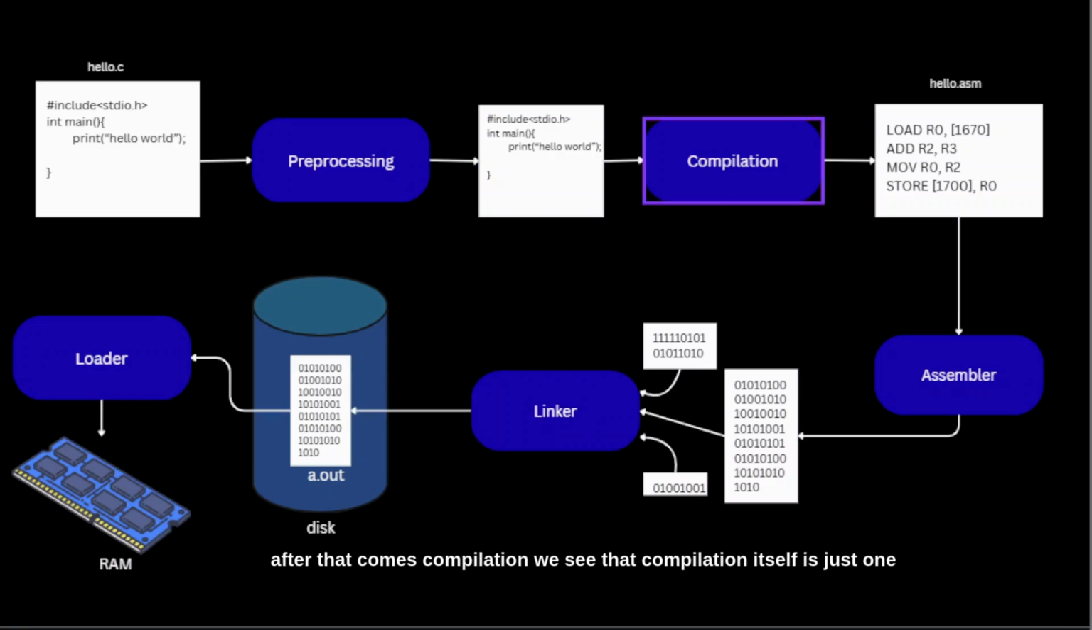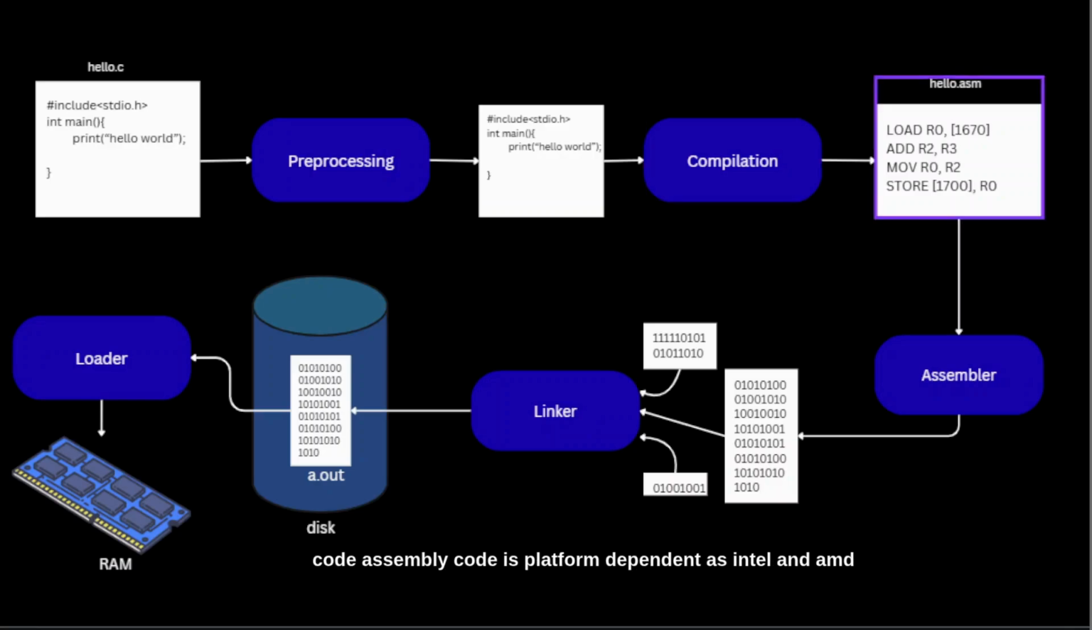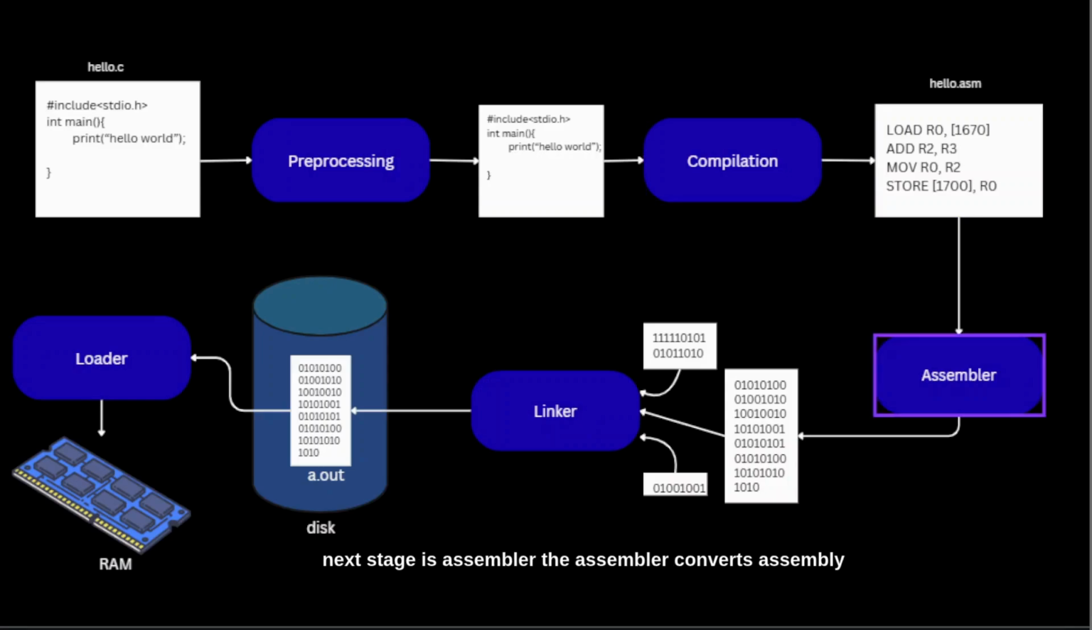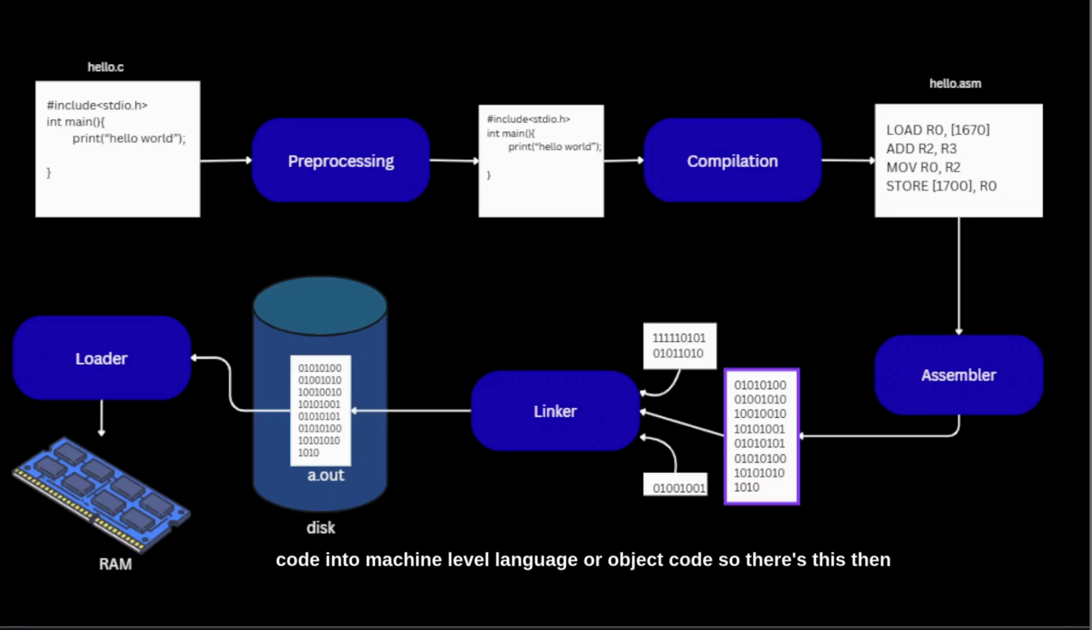After that comes compilation. We see that compilation itself is just one stage out of the five others in the whole process. In this stage, the C code is converted into assembly code. Assembly code is platform dependent, as Intel and AMD or Raspberry Pi will have different assembly codes. The compiler is also in charge of throwing warnings and errors. The next stage is the assembler. The assembler converts assembly code into machine level language or object code, such as this. Then comes the linker.